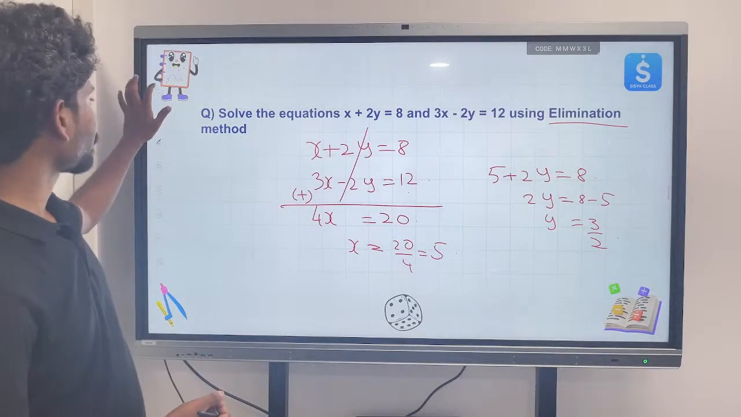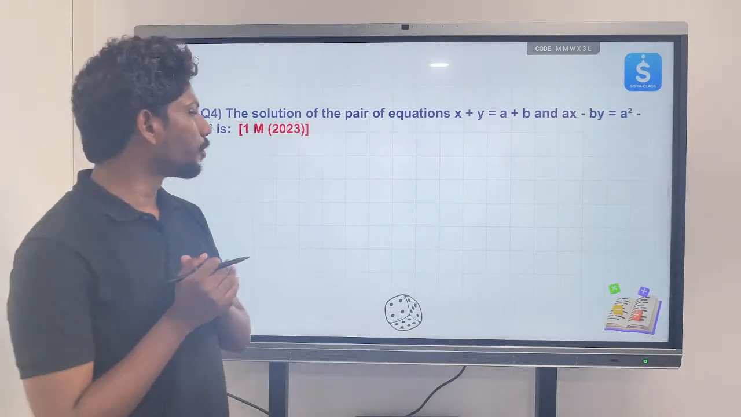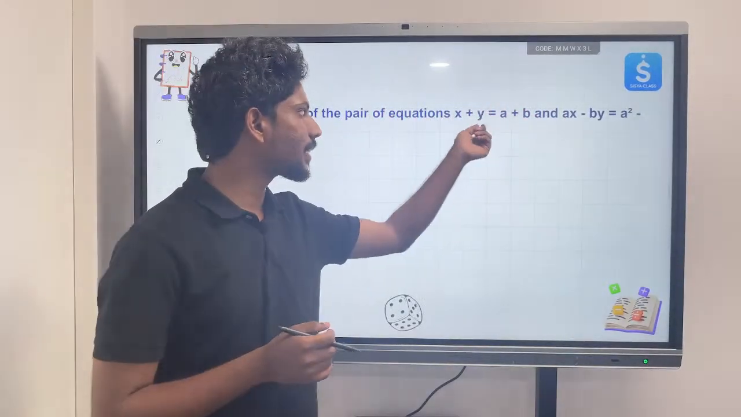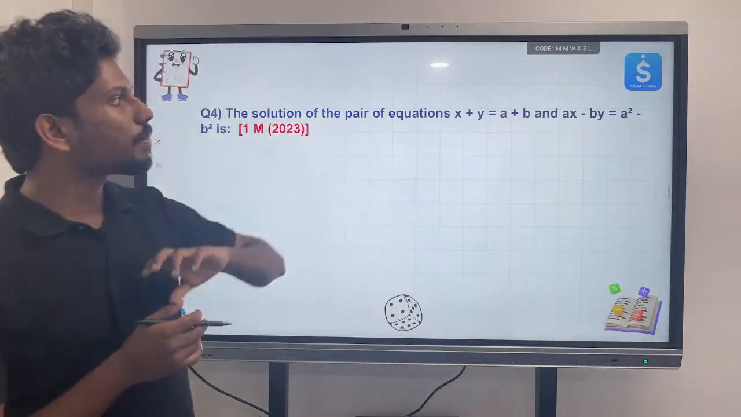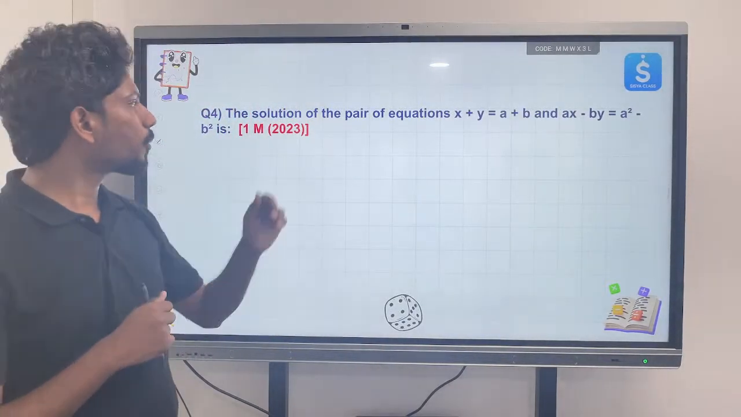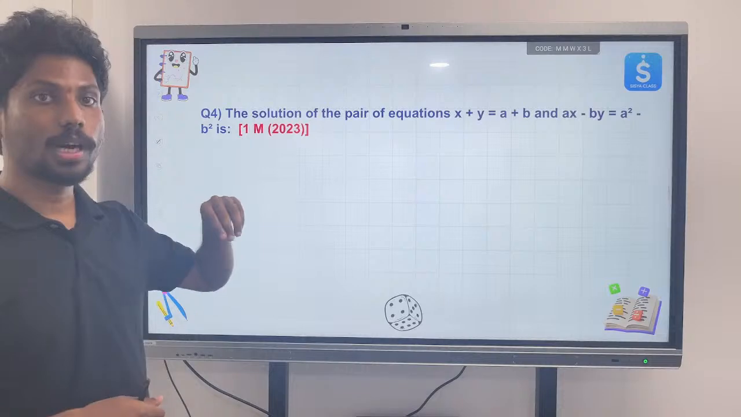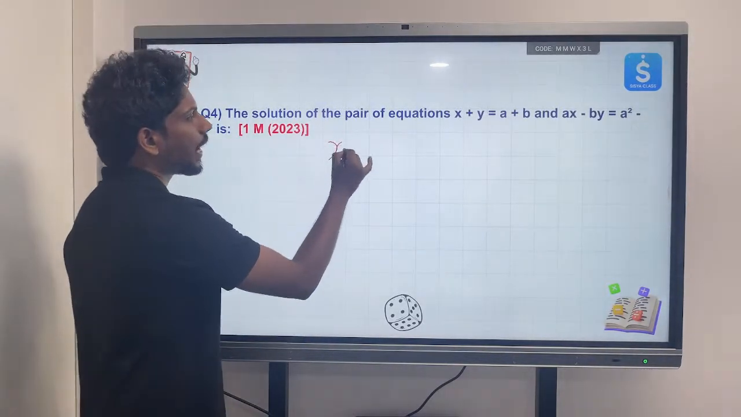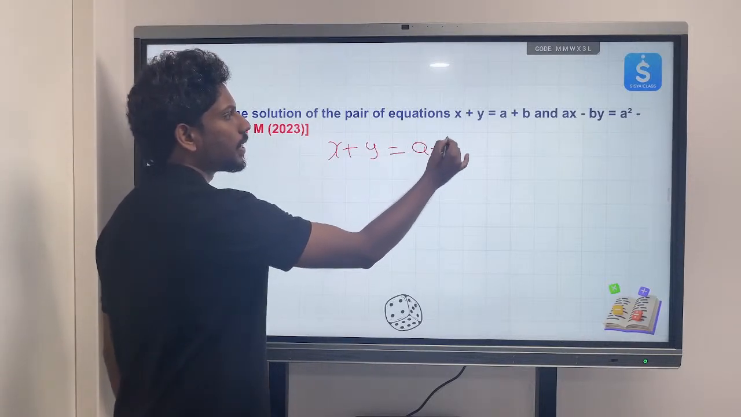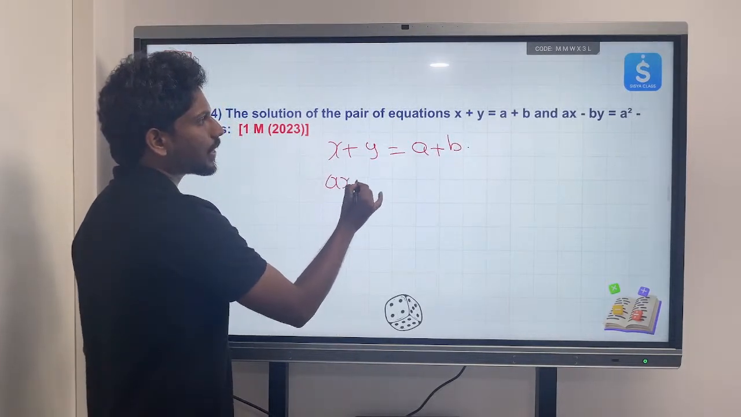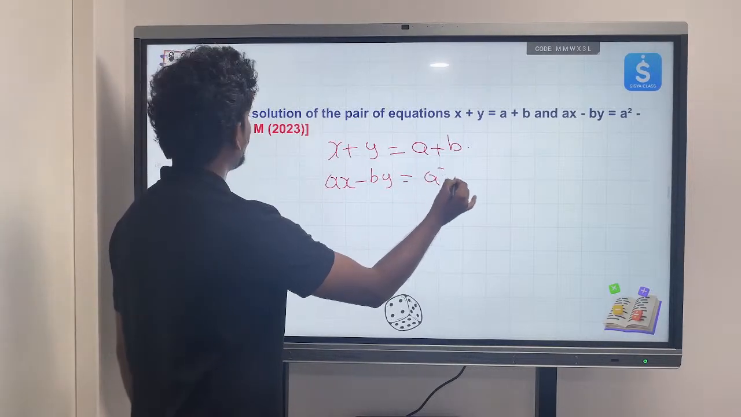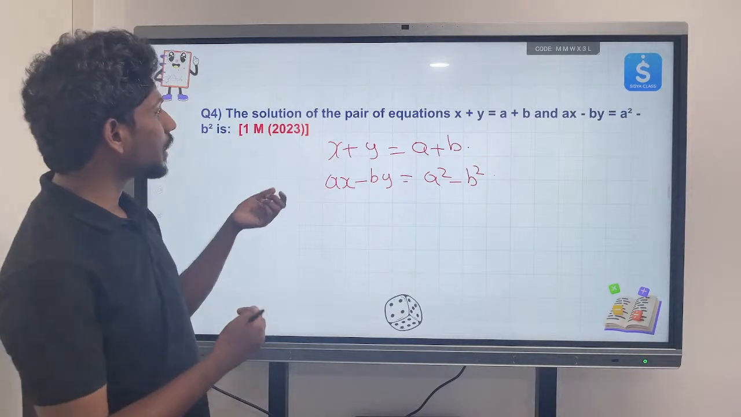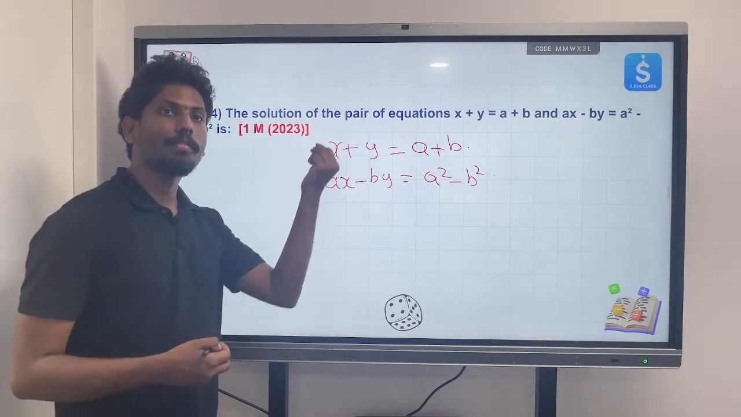Now let's quickly solve a few PYQ problems, previous year question problems. We have two equations: x plus y equals a plus b, and ax minus by equals a square minus b square. We need to quickly find the solution. I would like to use the elimination method because now we are aware of it, right? So x plus y equals a plus b, and ax minus by equals a square minus b square. Now what is the first step I said when solving by the elimination method? We need to keep the coefficient of any one of the variables the same.